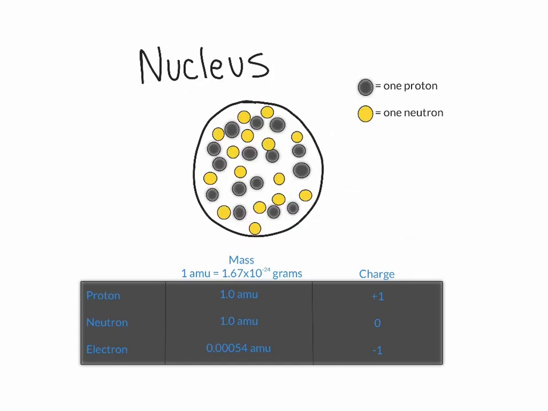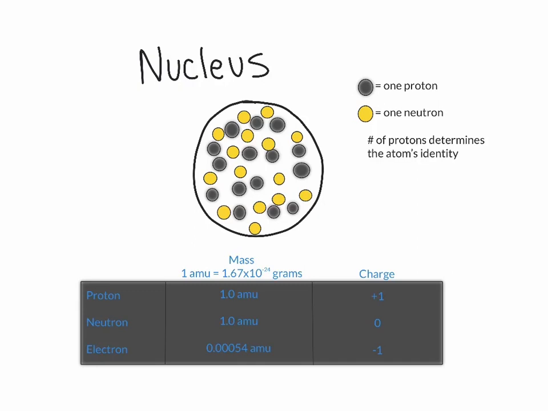So within a nucleus, each atom will have a set number of protons, and the set number of protons distinguishes what kind of element that atom is. It actually doesn't matter how many neutrons it has; that will change depending on the isotope. But the number of protons is essentially like the ID number for an element.